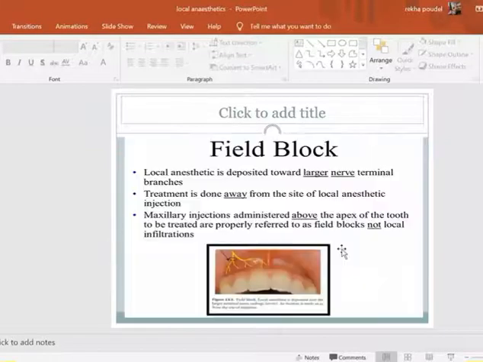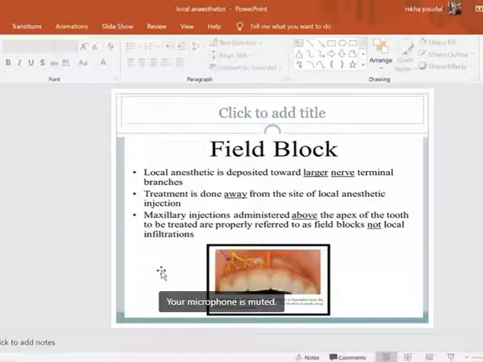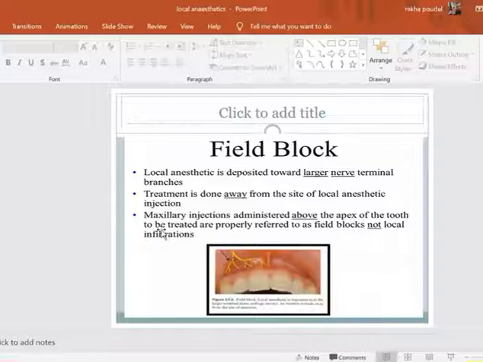So it is usually given for dental procedures. Here local anesthetic is deposited towards the large nerve terminal branches. This arrow shows the point where we give the injection, and treatment is done away from the site of local anesthetic injection. So if it is injected here, the treatment can be given distal to that, and maxillary injections administered above the apex of the tooth to be treated are properly referred to as field block infiltration. So this is how it is done.